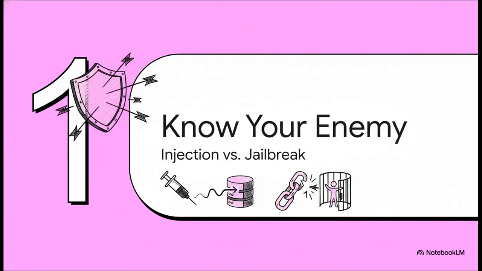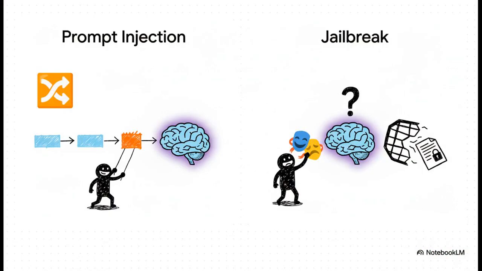Okay, so to defend ourselves, we first have to know our enemy. These attacks really fall into two main categories. They might seem similar on the surface, but trust me, the distinction is crucial. We're talking about injection versus jailbreak. Now, what's really interesting here is the difference in intent. On one side, you've got prompt injection. The attacker is adding new instructions to completely hijack the LLM's function, to make it do something totally different.